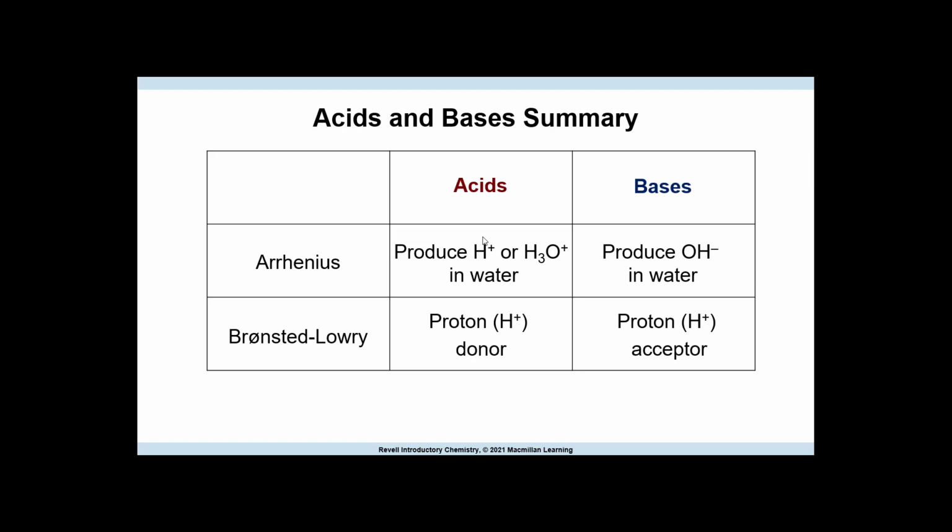So let's summarize these ideas. We define acids and bases in two ways. According to the Arrhenius definition, acids are compounds that produce protons, or hydronium ions, in water, and bases are compounds that produce hydroxide ions in water. But according to the Bronsted-Lowry definition, acids are proton donors, while bases are proton acceptors. The Bronsted-Lowry definition is the one we tend to use more because it's expanded.